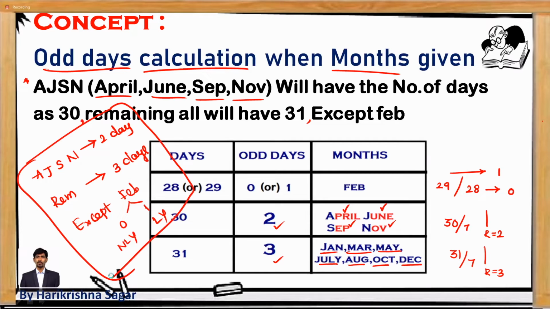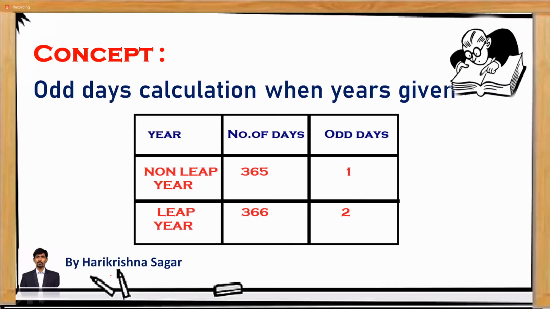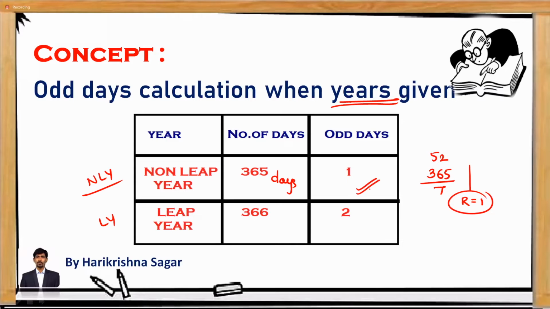Now, coming to the number of odd days calculation for the years. Years are broadly classified into 2 types: one is non-leap year, the other is a leap year. Non-leap year means the one which has 365 days. So for a non-leap year the number of odd days will be 1. Why? Because of 365 divided by 7. Odd days means the extra days after completed weeks. 7 fives are 35, 7 twos are 14, and we are left with a remainder of 1. That will be treated as an odd day.